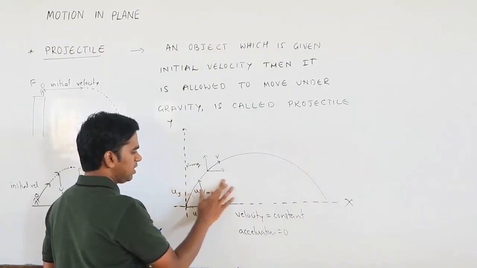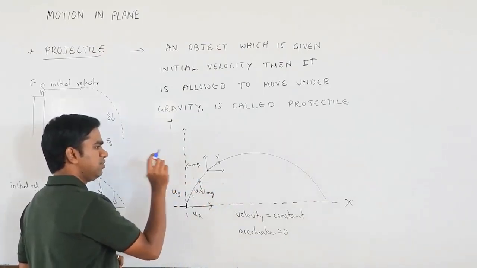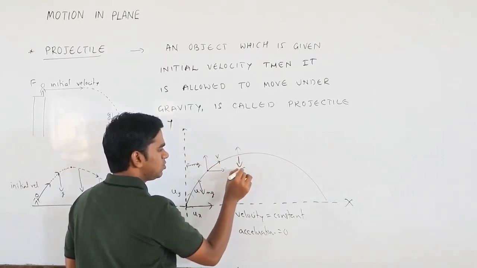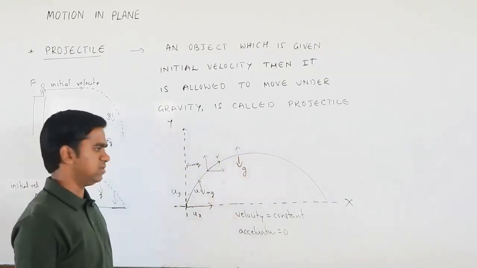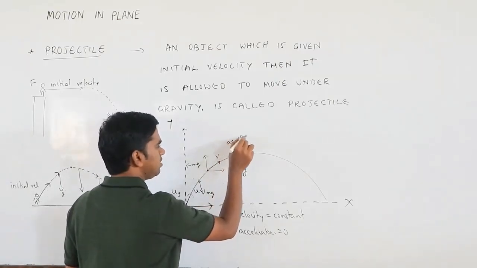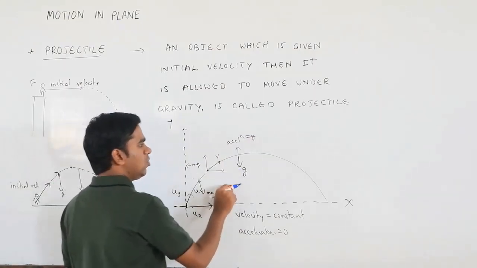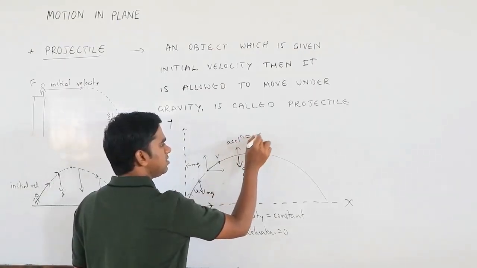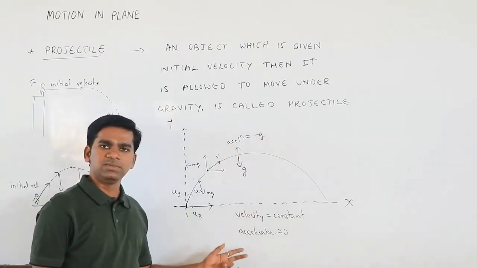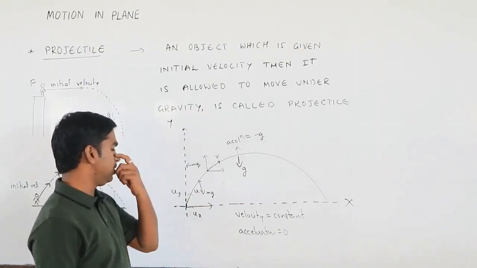So one thing you can understand here: when it is moving, if you consider the vertical motion, there is an acceleration because of acceleration due to gravity. So along the vertical direction, acceleration is equal to g acting on it. Actually, it is acting downward, so you can take it as minus g. Along the horizontal motion, acceleration is going to be 0. So these two things we should remember.